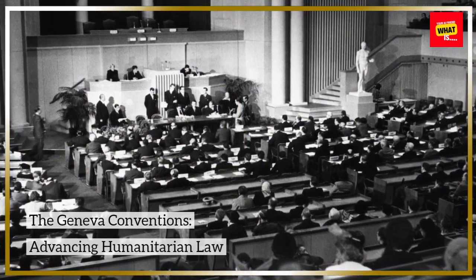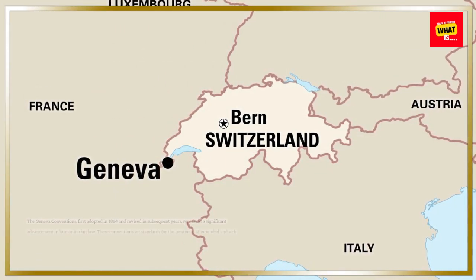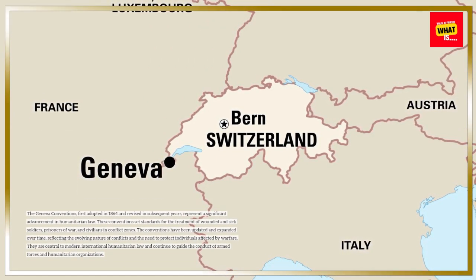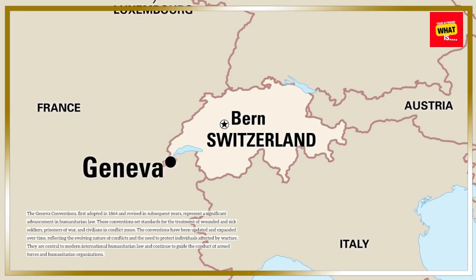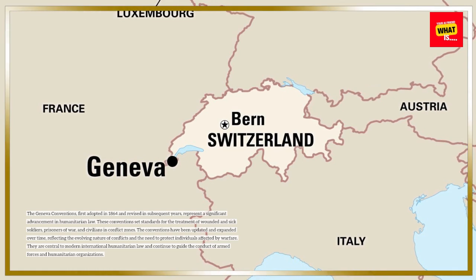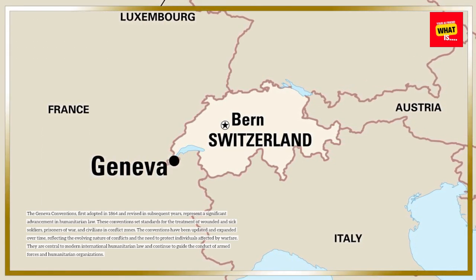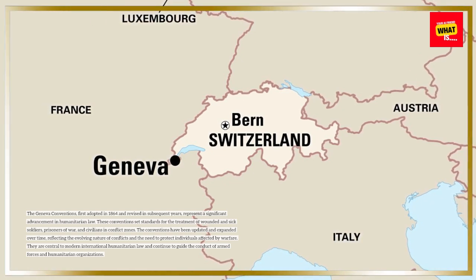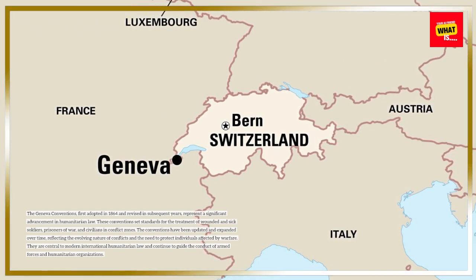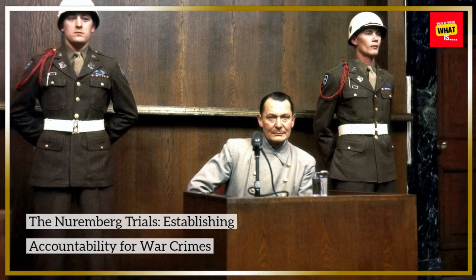The Geneva Conventions. Advancing humanitarian law. The Geneva Conventions, first adopted in 1864 and revised in subsequent years, represent a significant advancement in humanitarian law. These conventions set standards for the treatment of wounded and sick soldiers, prisoners of war, and civilians in conflict zones. The conventions have been updated and expanded over time, reflecting the evolving nature of conflicts and the need to protect individuals affected by warfare. They are central to modern international humanitarian law and continue to guide the conduct of armed forces and humanitarian organizations.